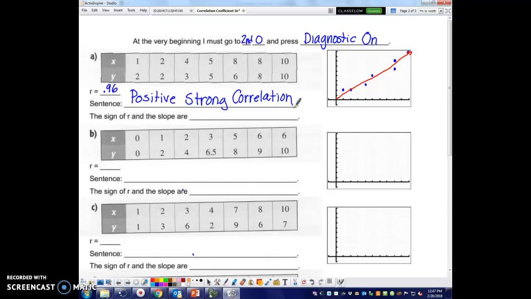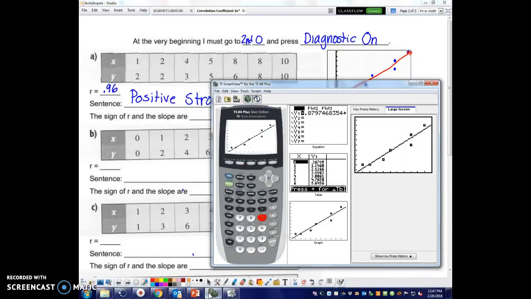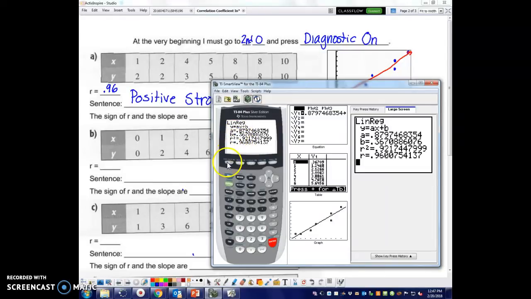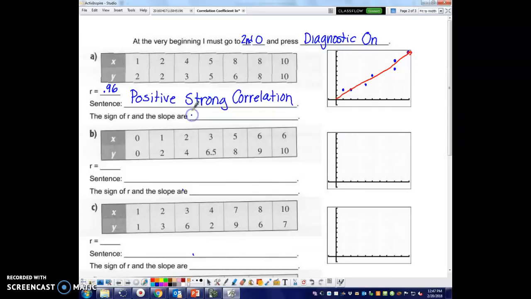What is the connection between the sign of R and the slope of the line of best fit? So in our calculator, we'll get out of here. Darn it, let me pull that up again. Okay, so our A is our slope, right? And this is our R. What do you notice about the signs in front? They're both what? They're both positive. Okay, because the correlation coefficient and the slope are both going to be the same sign. So if one's negative, so is the other.